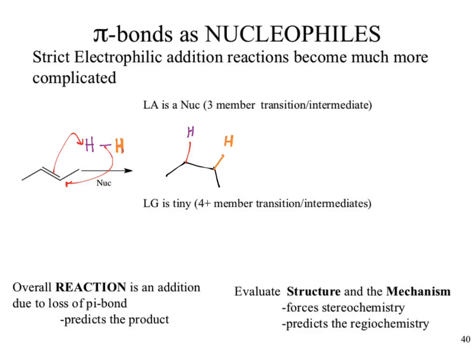Do I need to show that here? When do I need to show wedges and dashes? When I have a chiral atom. Do I have a chiral atom? No. So I don't need to worry about that complication.